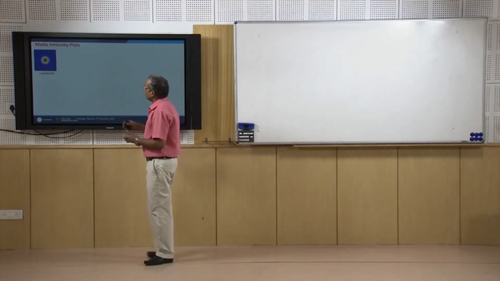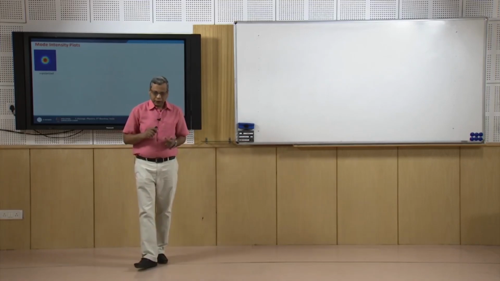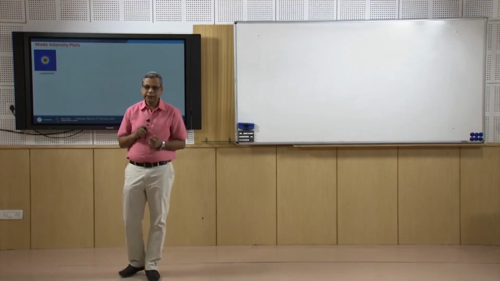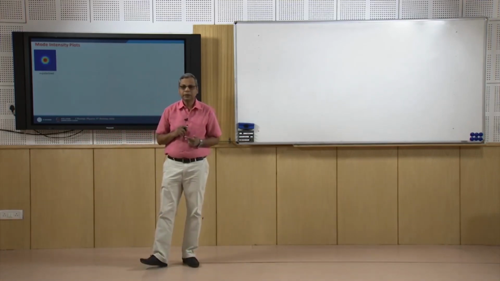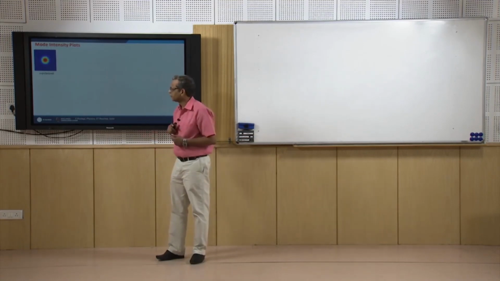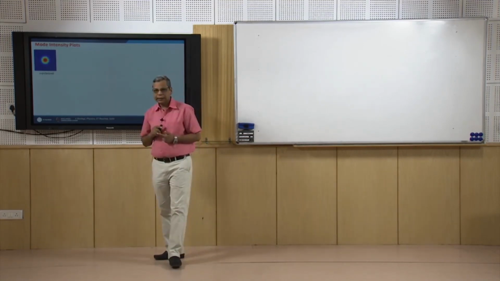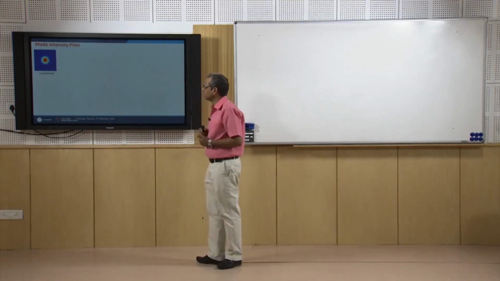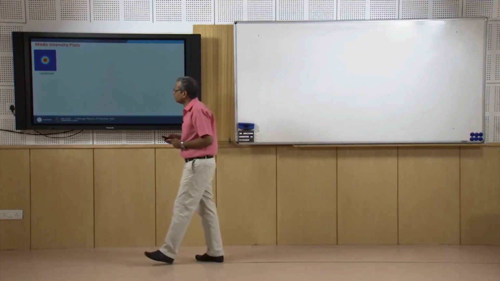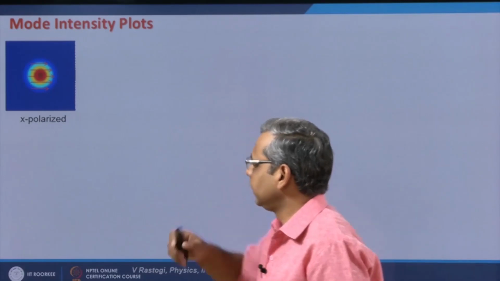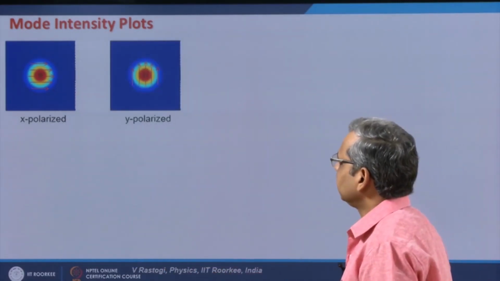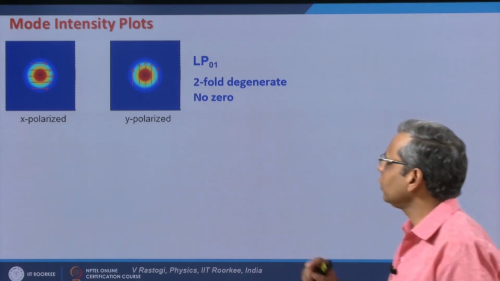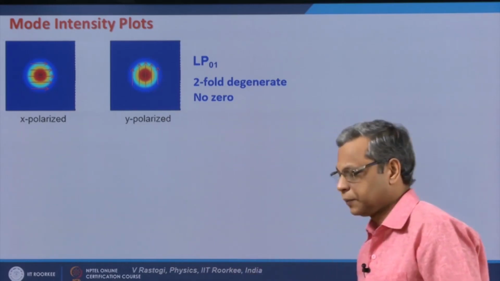If I again look at these plots, now I have LP modes here, linearly polarized modes. It means that I can have two independent or orthogonal polarization states. I can label them as x polarized and y polarized, because z is the direction of propagation. So, if I look at LP01 mode, then it can be x polarized or y polarized. So, this LP01 mode is two-fold degenerate and it does not have any zero in r direction.